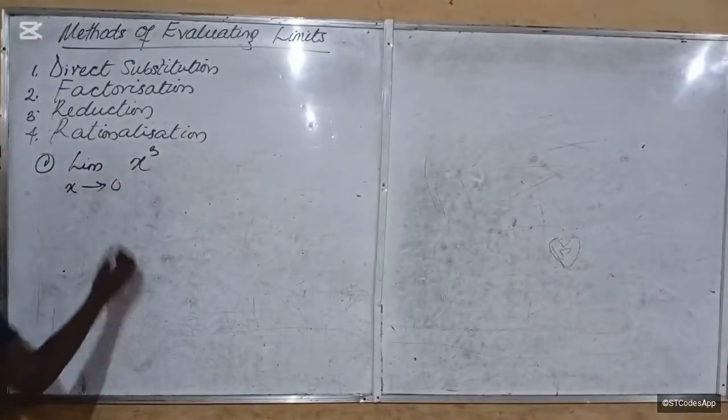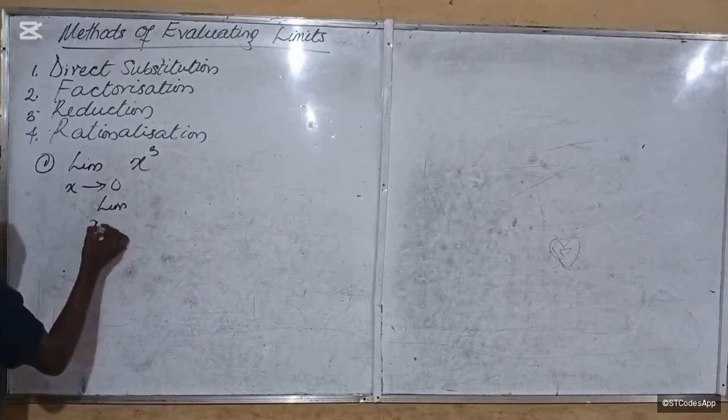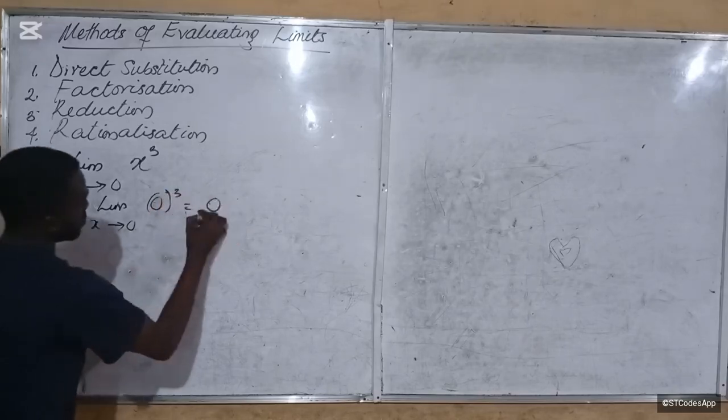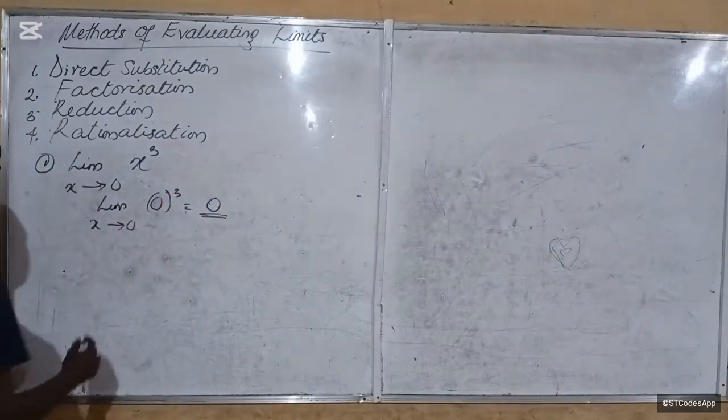You simply substitute, and then you have the limit as x approaches 0 of 0 raised to the power 3. And the answer is what? 0. So that's the limit of our function.